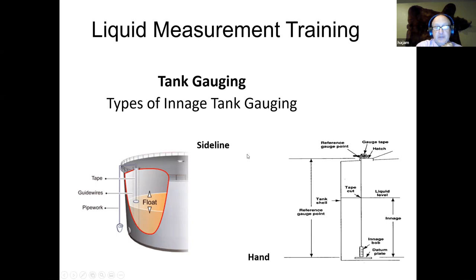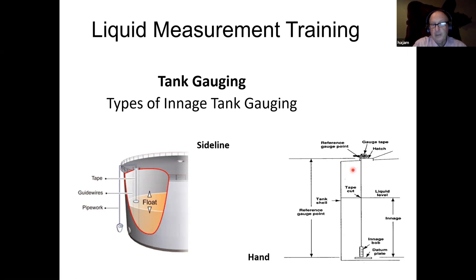Types of in-tank gauging. Earlier we mentioned sideline. Typically there's a float that sits on top of the liquid level. This instrument down here is simply no different than a gauging tape. Once the operator or the technician reads that tape, he views through a little window on the side of the instrument, writes down the gauge reading, and then reverts back to a strapping table to get the volume.